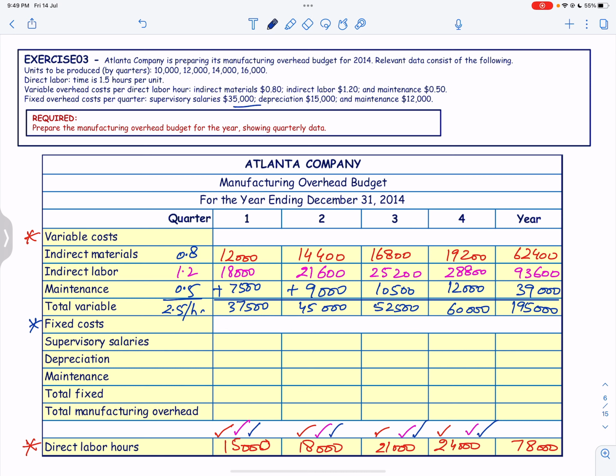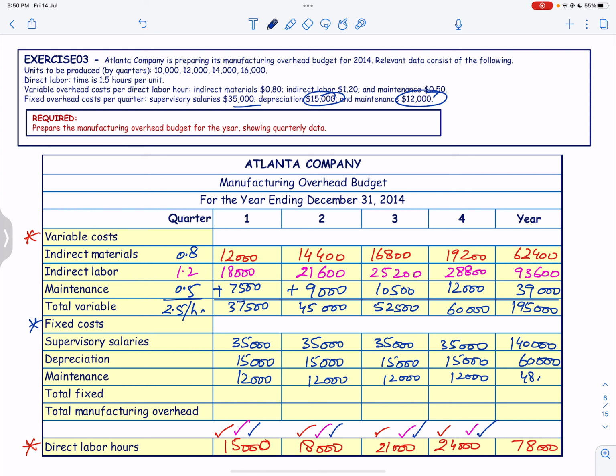Then we have the fixed cost, and the fixed costs are fixed, they are not going to change. So that is 35,000 for each quarter for supervisory salaries. And the total will be 140,000. Depreciation is 15,000, and that is also fixed for each quarter, and this is equal to 60,000. Then we have maintenance of 12,000, and that is 48,000.